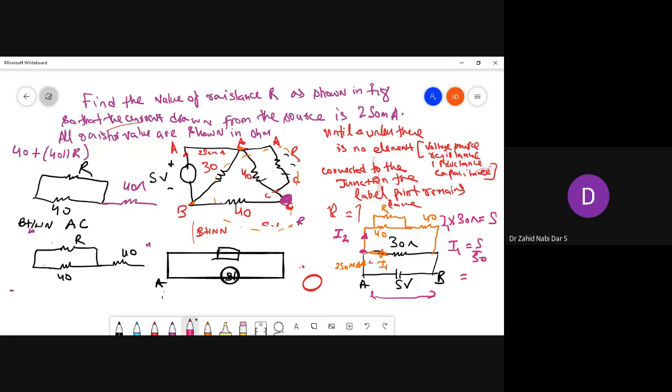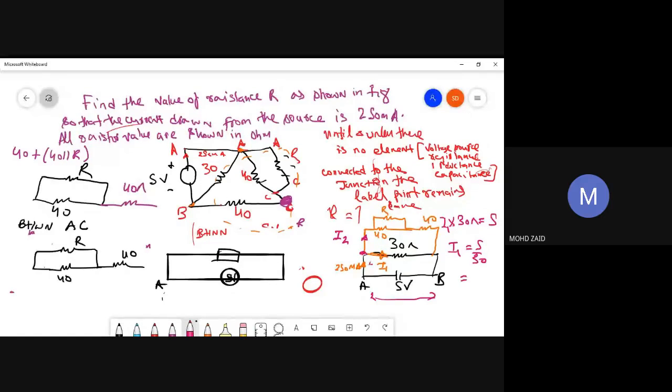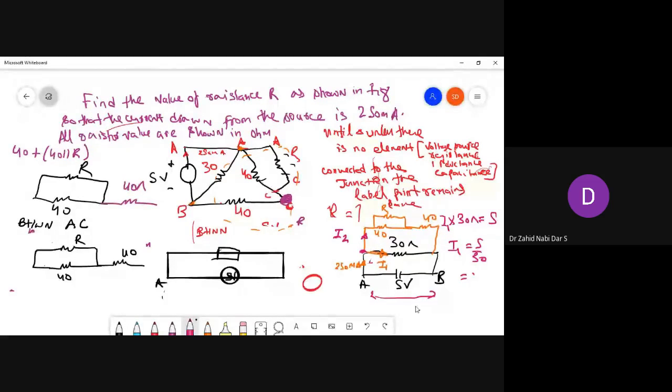So what is the value of 5 by 30? Please tell me the value. Hello? Yes, sir. Tell me. It's connected. Yes, sir. Yeah, it is like 0.166 amps. Okay, 0.166.